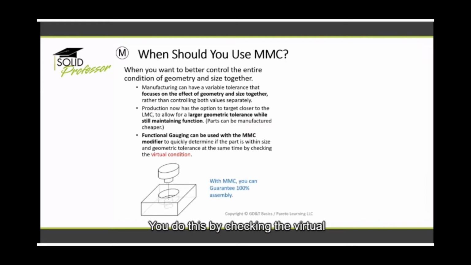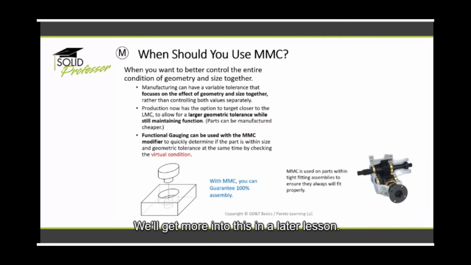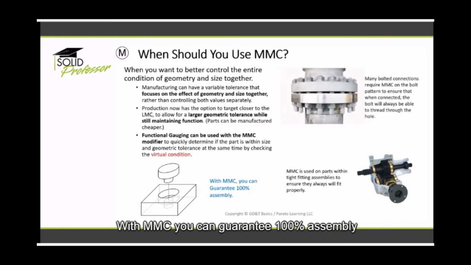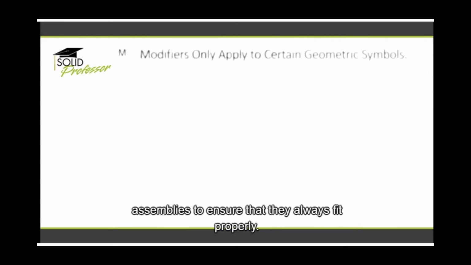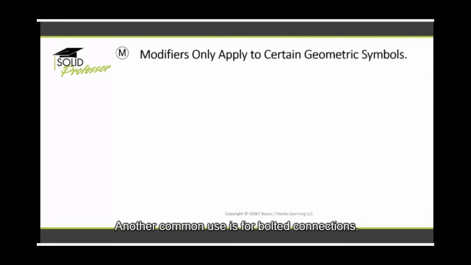With MMC, you can guarantee 100% assembly and interchangeability of your parts. It's used commonly on parts within tight-fitting assemblies to ensure that they always fit properly. Another common use is for bolted connections. They require MMC on the bolt pattern to ensure that when connected, the bolt will always be able to thread through the hole. You cannot use MMC everywhere, however.